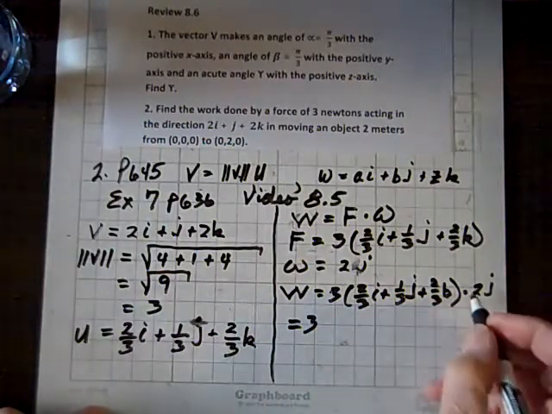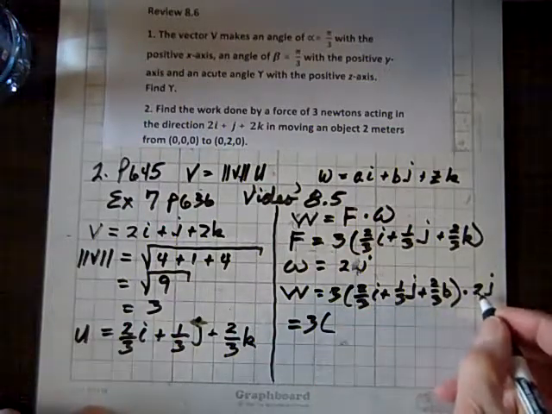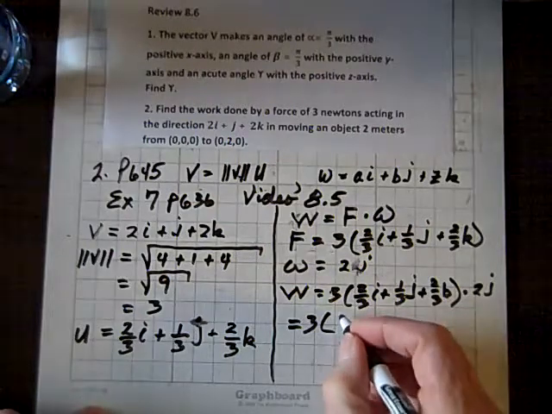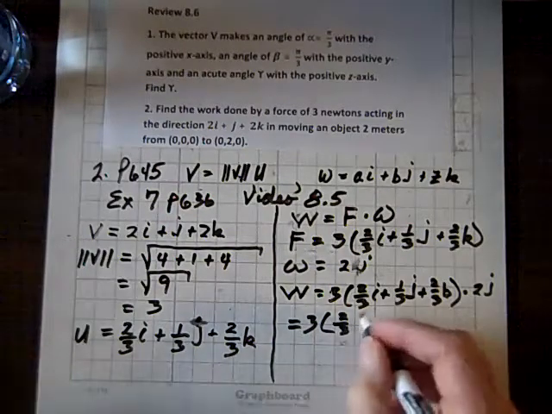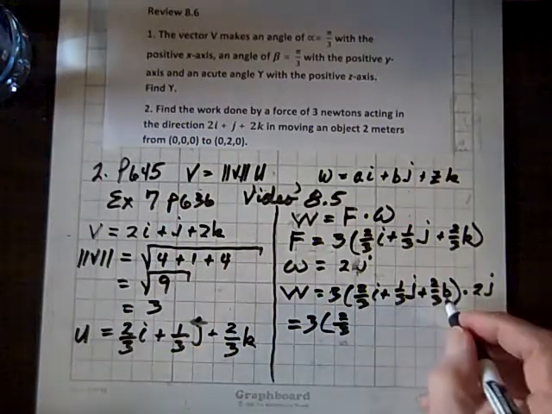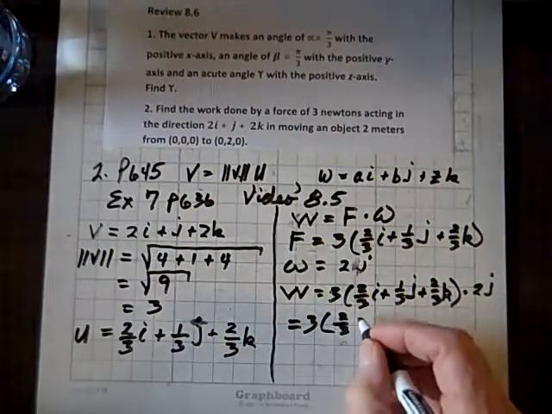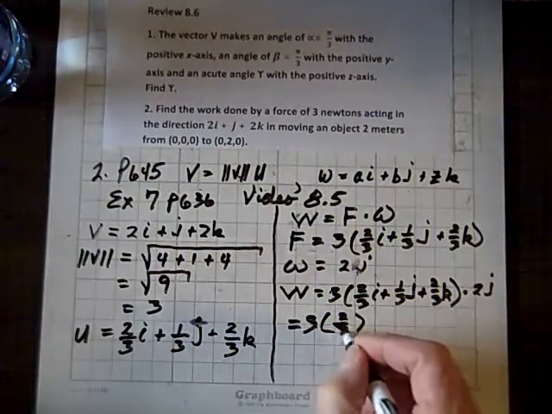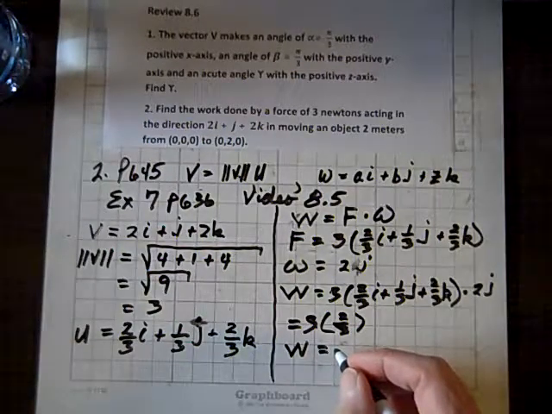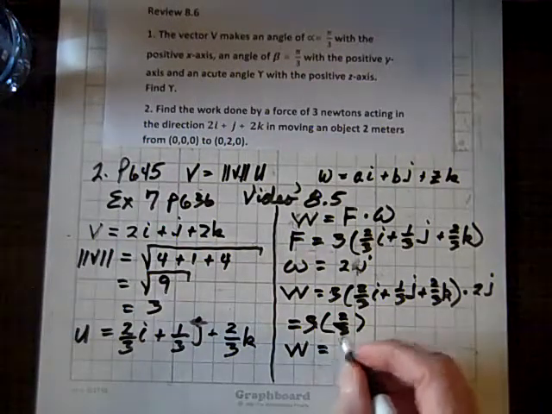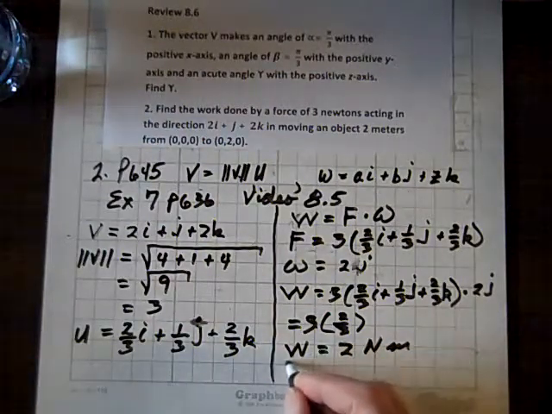3 times, and so this is 0i times 2/3 i is 0. 2j times 1/3 j is 2/3, we're talking about dot product. And 0k times 2/3 k is 0. And so now the 3's divide out, and we get the work equals 2, and that's going to be 2 newton meters. And we're done.